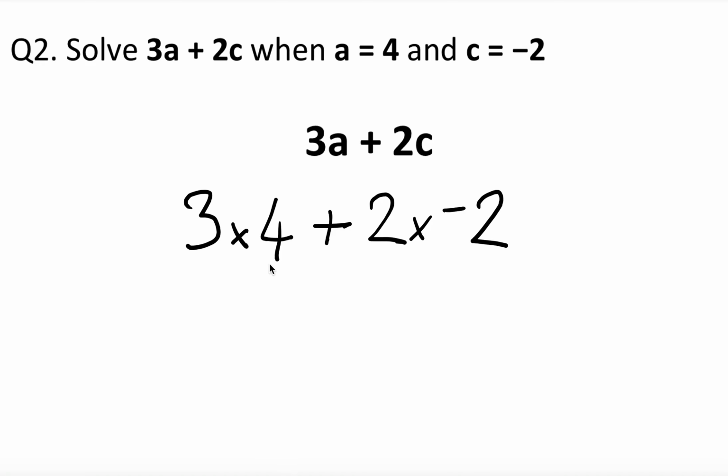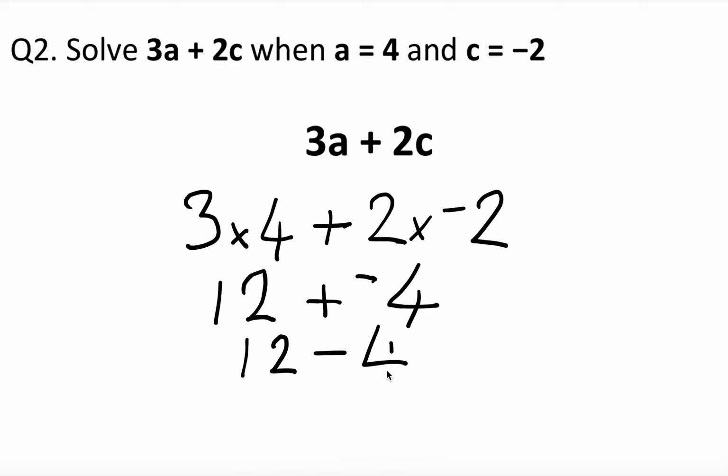Okay, so we've got two terms there. So 3 times 4. What do you make 3 times 4? I'm going to go for 12, plus 2 times minus 2. What happens when you times something by a minus number? If one's a positive and one's a minus, it becomes a minus. So 2 times 2 is minus 4. So 12 plus minus 4 is basically just 12 minus 4. And what does that equal?